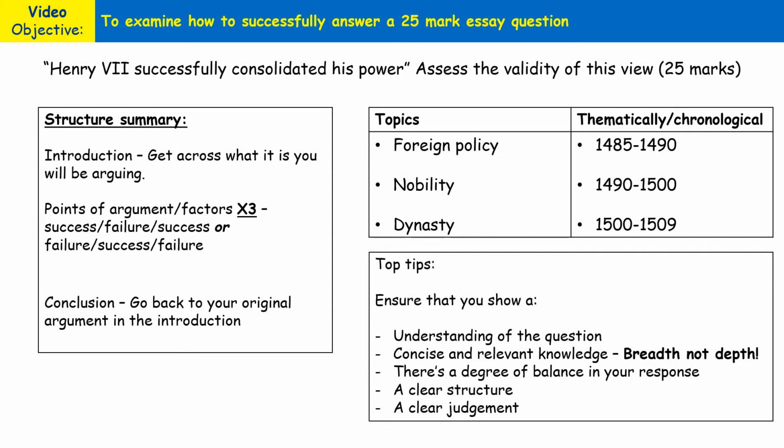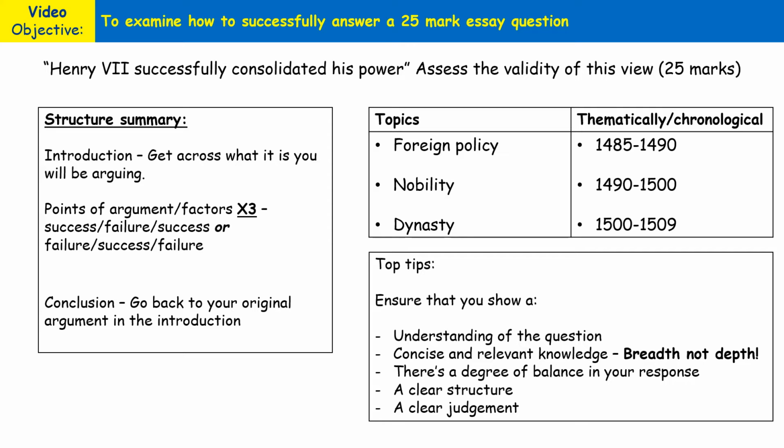So here is an example essay question. Henry VII successfully consolidated his power. Assess the validity of this view, and it's worth 25 marks. So how should you look to structure your answer? Well, first of all, you need to write your introduction. It shouldn't be too long, so I wouldn't recommend writing any more than about 4 or 5 sentences for your introduction, but you need to get across what it is you're going to be arguing throughout your essay answer.